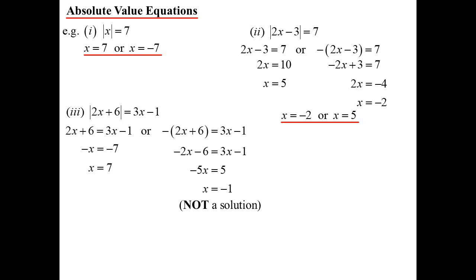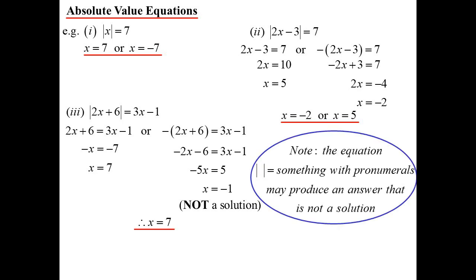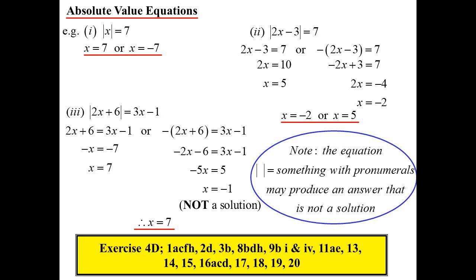When absolute value equals algebra, the only solution for this is x equals 7. It is only going to happen in an absolute value equation when you've got absolute value equals something with pronumerals. See, this one over here, not going to be an issue because it equals a constant 7. Not going to be an issue. This is when it might be an issue. So make sure you check. All right, that'll do it.